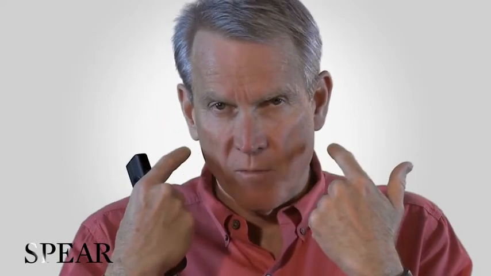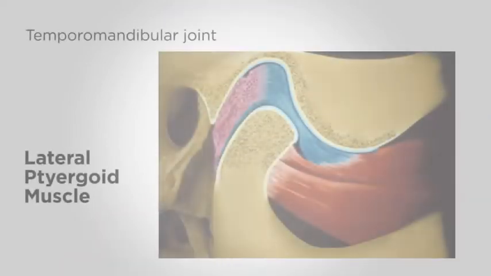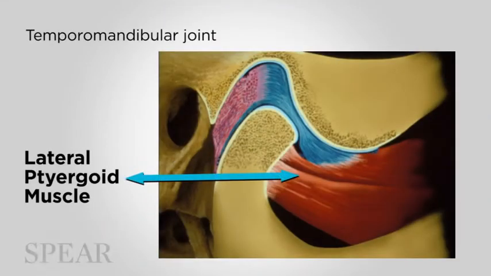So when we open and close our jaws, the condyle and the disc move at the same time in a healthy joint. One of the main muscles that causes the lower jaw to be able to move forward is called the lateral pterygoid muscle. Part of the muscle attaches to the condyle, and a little bit of the muscle attaches to the disc. In normal function, that muscle doesn't have any discomfort at all.